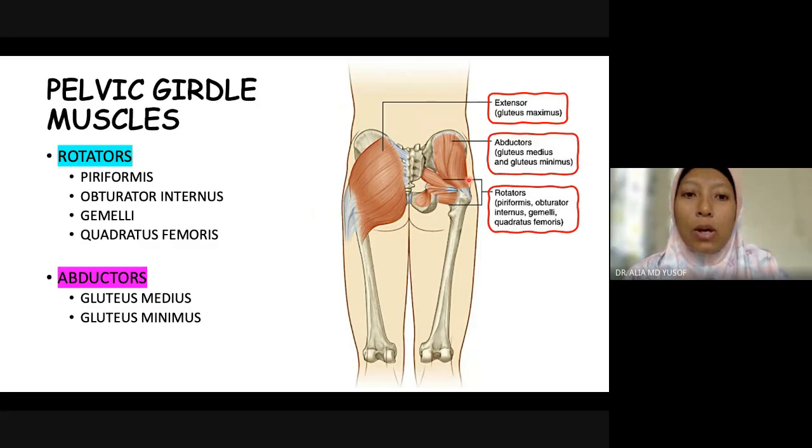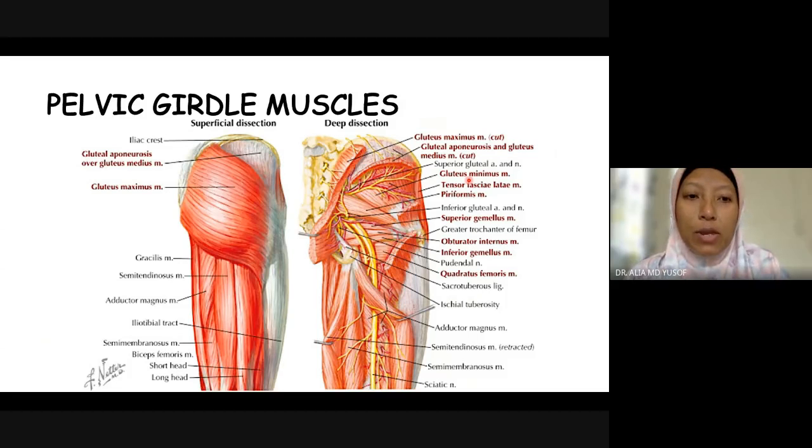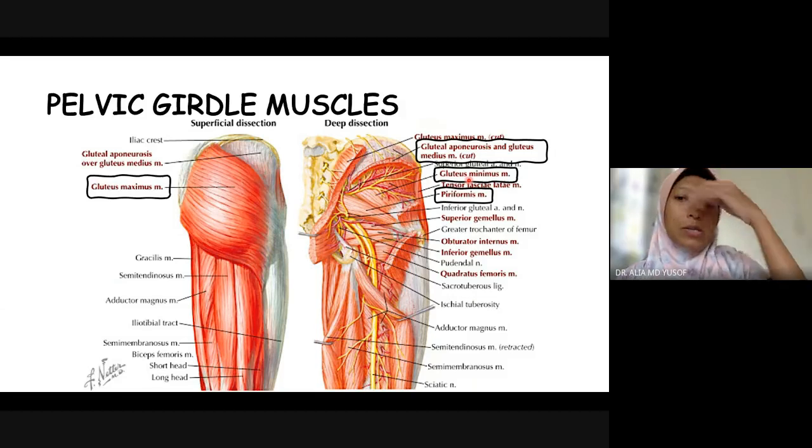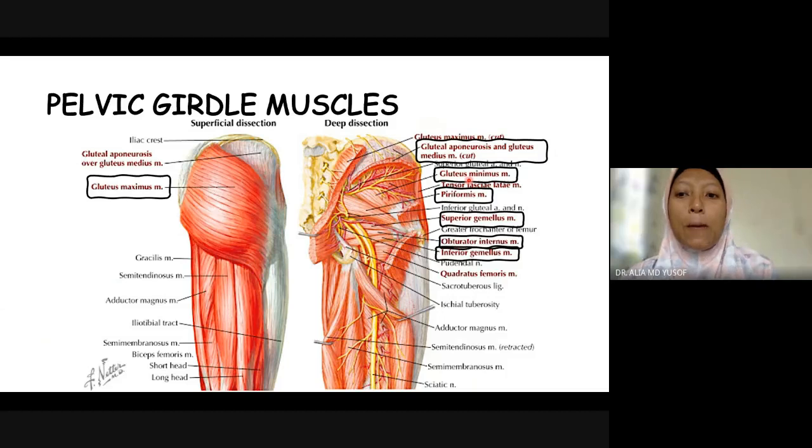Okay, so let's take a look at this diagram from Matter, where the position of the rotators and also the abductors as well as the extensor. The extensor is only one. We know already it is gluteus maximus, the most superficial gluteal muscle. Underneath gluteus maximus, if we cut the gluteus maximus, we can see the gluteus medius and also gluteus minimus muscle that helps in the medial rotation of the hip joint.